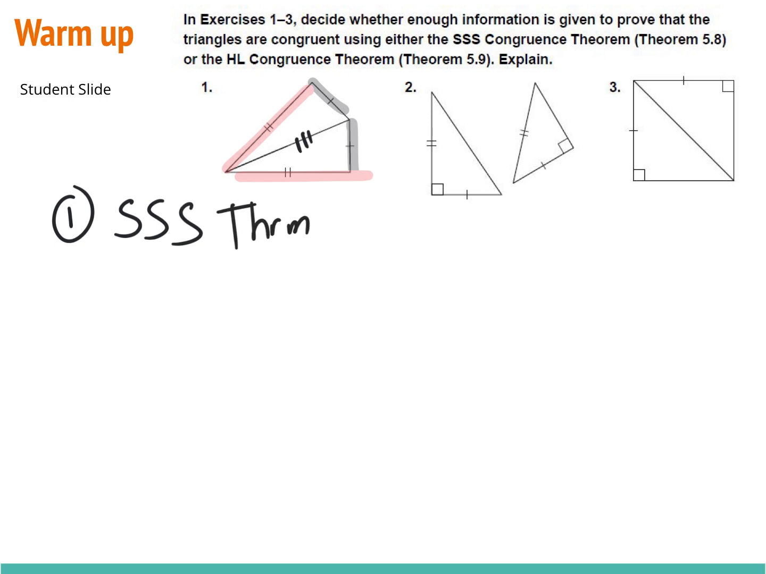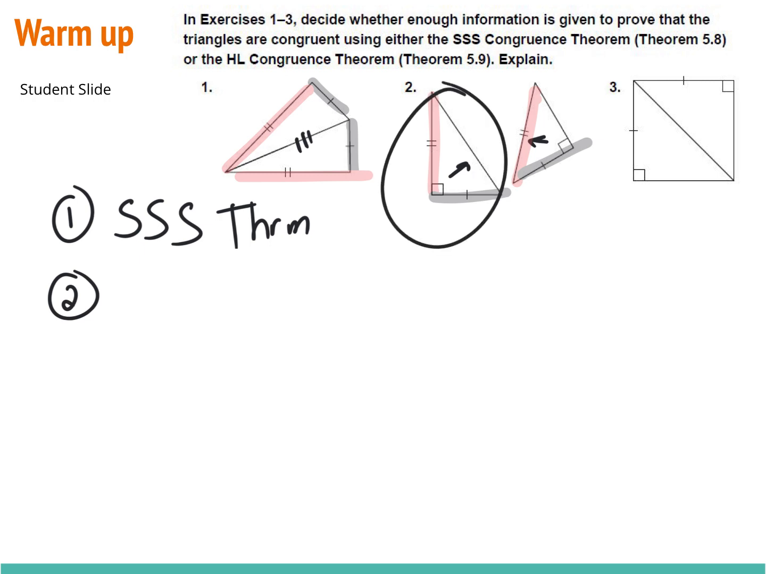For the HL theorem, the hypotenuse-leg theorem, we have to have the hypotenuse and one leg congruent, and it has to be a 90-degree triangle. So if we look at question 2, the hypotenuse is always across from the 90 degrees. They're telling us that this hypotenuse is congruent to this one, and that this leg is congruent to this one. Now, because in this triangle the congruent side is not the hypotenuse, this is not enough information to prove it's congruent, neither by SSS nor by the HL theorem.